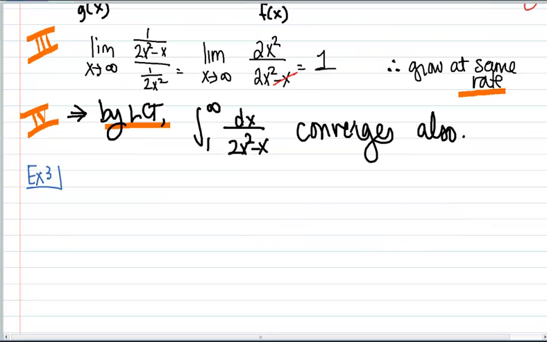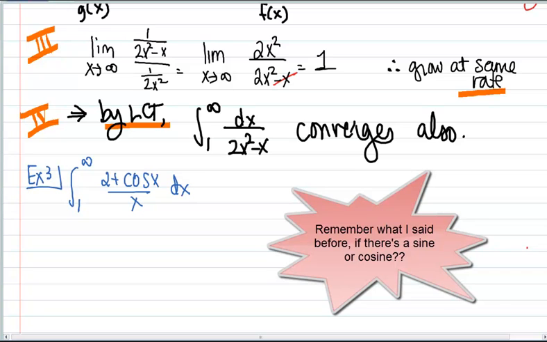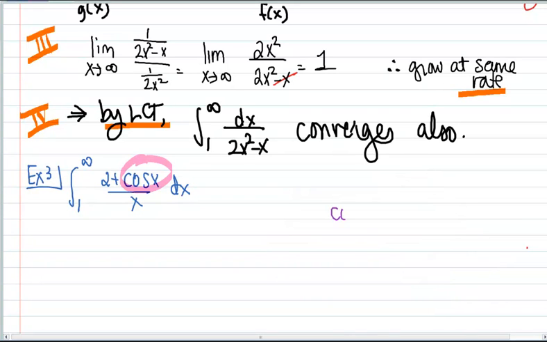Okay, let's try one more. The integral from 1 to infinity of (2 plus cosine x) over x dx. Okay, so in yesterday's lecture I talked to you guys about whenever you see one with a sine or a cosine, we're going to do something a little bit different. So here I'm going to start out with cosine x. Cosine is always bounded between 1 and -1.